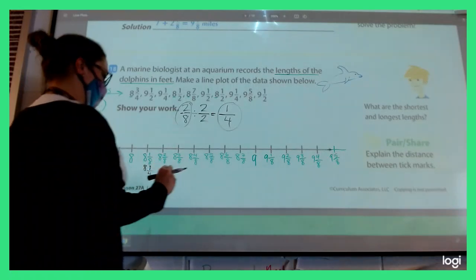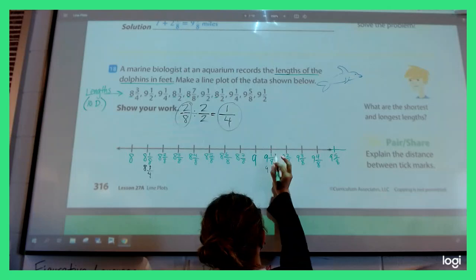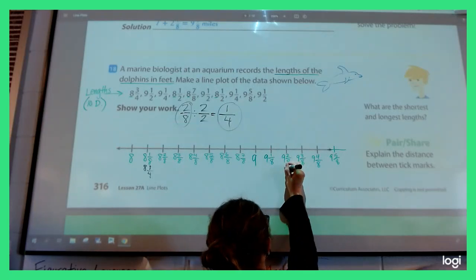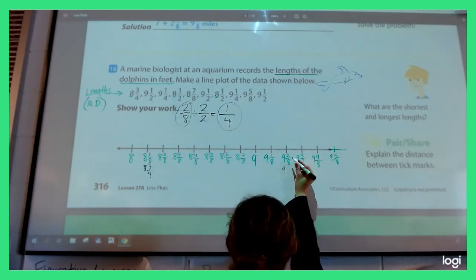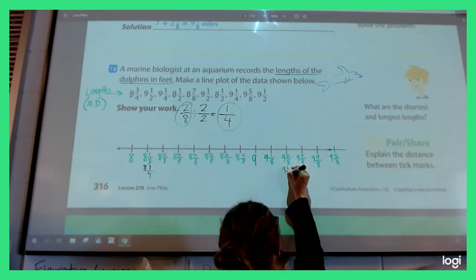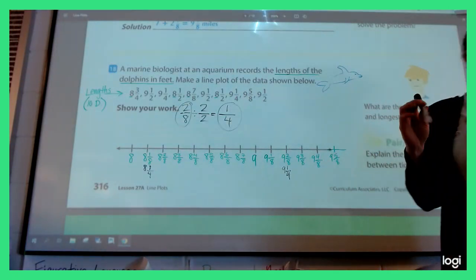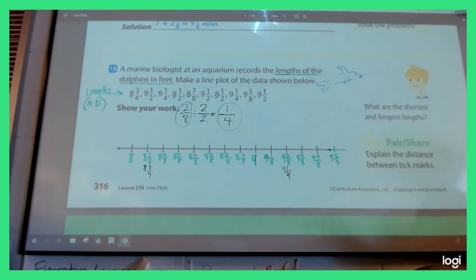So I also have a 9 and 2/8. This could be 9 and 1/4. Oh, sorry, my brain is still on vacation mode. 9 and 1/4. What do you mean it's still on vacation? You know when your brain's like out of whack because you're not used to being somewhere.